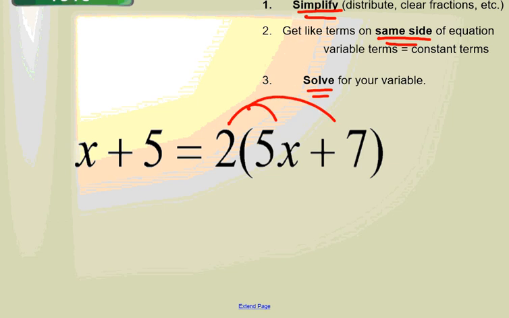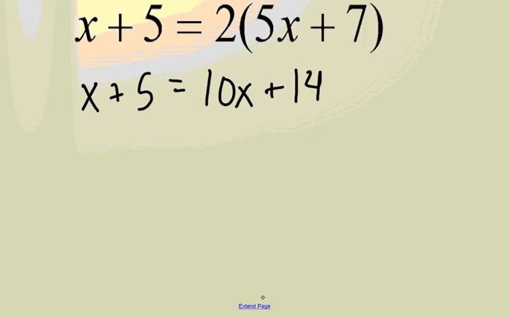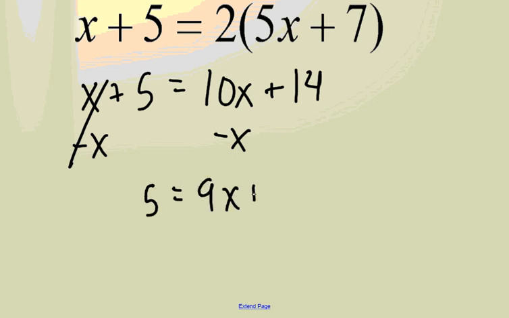First step is simplify, distribute. X plus 5 is just waiting. We then get 10x plus 2 times 7 is 14. Don't forget the 2 has to distribute to the 7. Now I need to get my variables to one side, so I'm going to subtract x because 10 is bigger than 1. So I get 5 equals 9x plus 14.